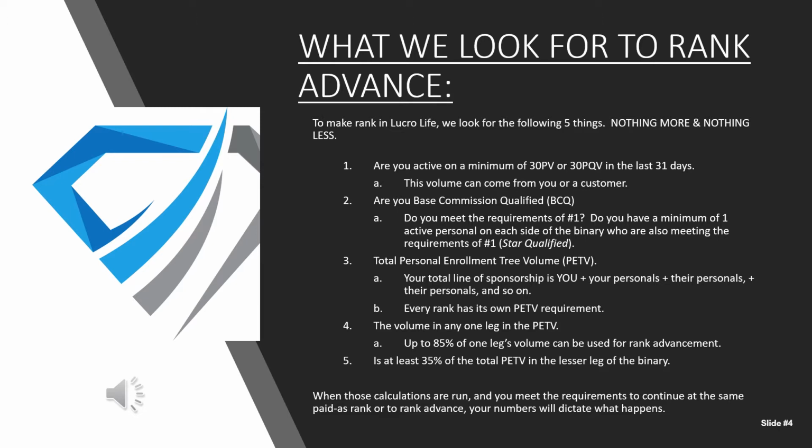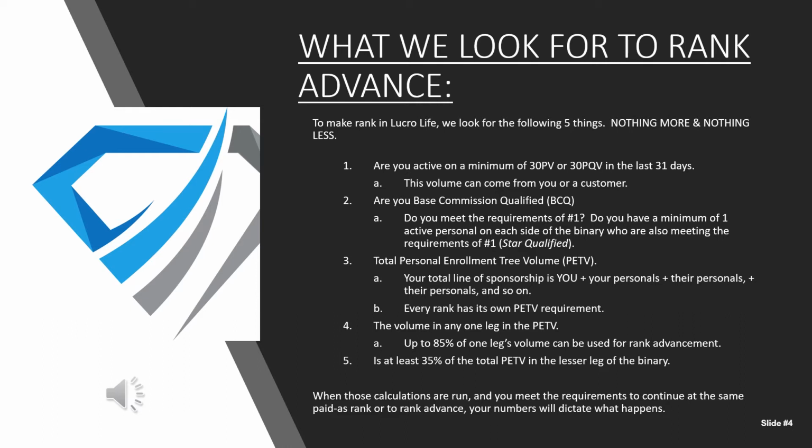Again, your personal enrollment tree volume is only you plus the people that you sponsor, plus who they sponsor, and so on. So you're not going to see anybody that you see in your binary that are not part of your direct line of sponsorship, but you will see just those people in your PETV. So your total line of sponsorship, again, is you plus your personals, plus their personals, plus their personals, and so on. So if you get little Johnny on your left side binary team, and that person was brought in through your upline, then you're not going to see little Johnny in your enrollment tree.